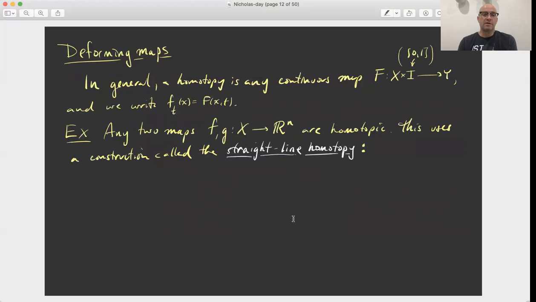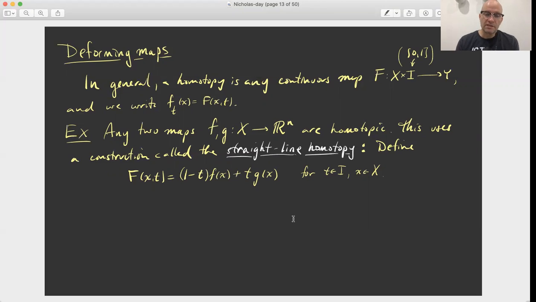Maybe an example: if we look at maps into Euclidean space R^n, any two maps are homotopic. So we can prove this explicitly by using what's called the straight line homotopy. So how does that go? Let me just write down a formula. Capital F of (x,t) is (1 minus t) little f of x plus t g of x. So that's a continuous map from X cross I into R^n.